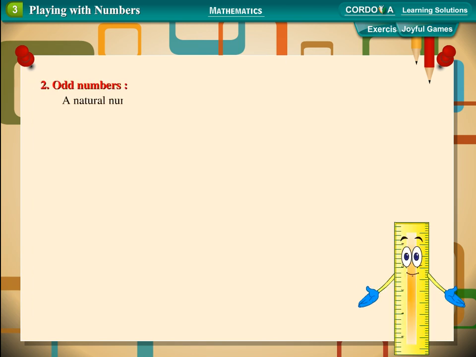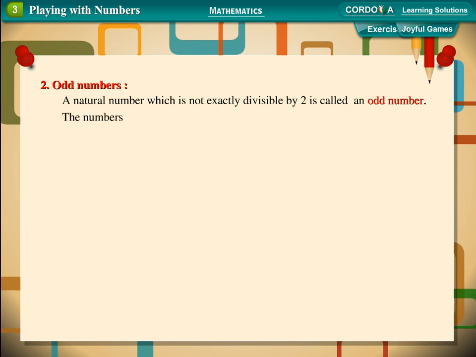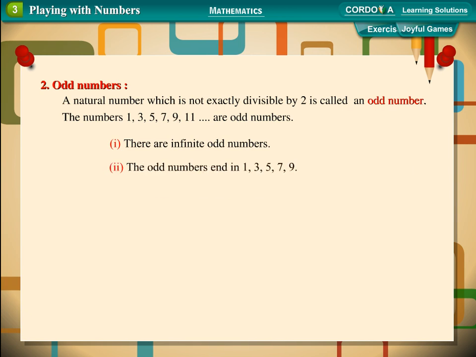Odd numbers. A natural number which is not exactly divisible by 2 is called an odd number. The numbers 1, 3, 5, 7, 9, 11 are odd numbers. There are infinite odd numbers. The odd numbers end in 1, 3, 5, 7, 9.